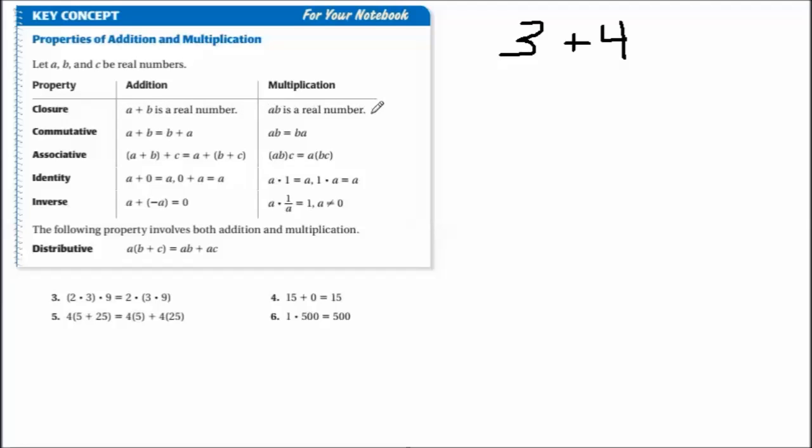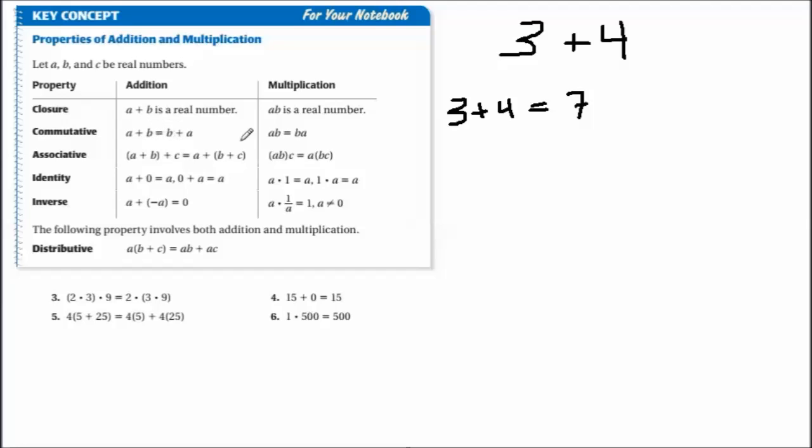The first one is called the closure rule, and it just says a plus b is a real number, and a times b is a real number. That's because a and b are real numbers, so you add them together, you get a real number. You multiply them, you're still going to get a real number. That's what that means. 3 plus 4 equals 7. Real, real, real.